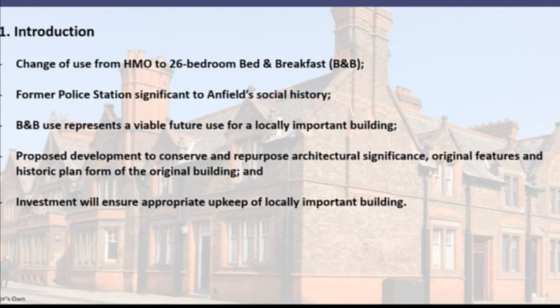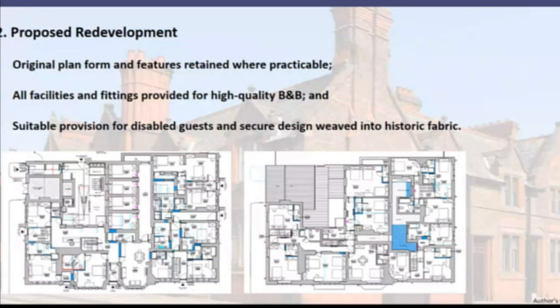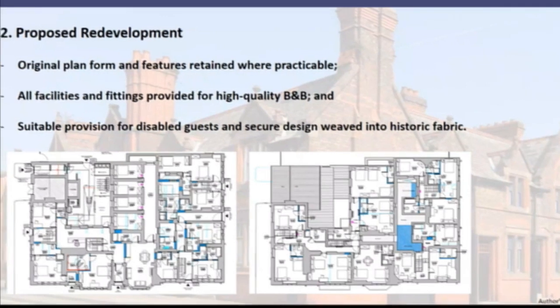Next slide, please. From the plans, you'll see that the original cell block and sergeant's living quarters have been retained as far as possible. Legibility of these components of the building are considered important to its conservation, but also to the quality of the conversion and providing a USP to the finished product. As such, great importance has been placed on weaving necessary facilities for the safe and accessible operation of the B&B into the historic form of the building to ensure that it meets modern standards. Next slide, please.